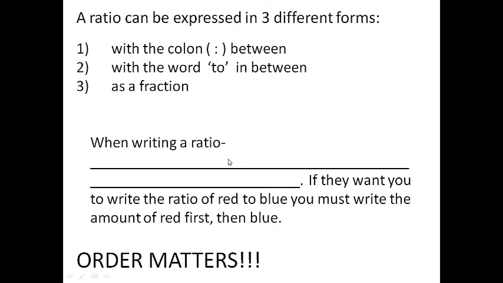Alright. Now a ratio can be expressed in 3 different forms. So we're just going to pick a random ratio. Let's say our ratio is 2 to 3. You can write it like this, 2 with the colon and then the 3. So the colon goes in between the numbers. You can actually write it with the word to, 2 to 3. Or you can write it as a fraction. Now this is not 2/3 because it's 2 to 3. It looks like a fraction, but it's really a ratio. And the way you find out it's a ratio is from reading the problem and looking at the situation.